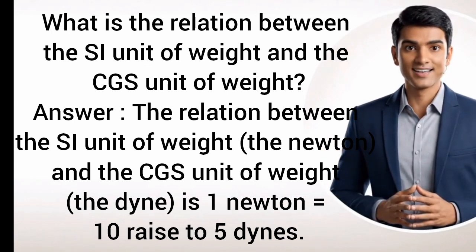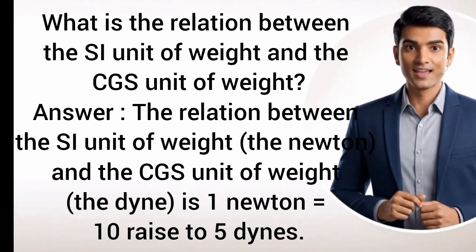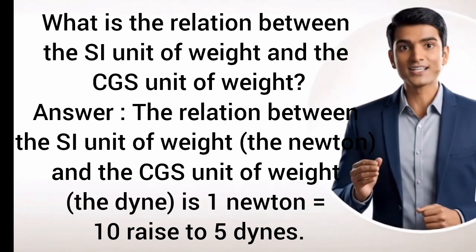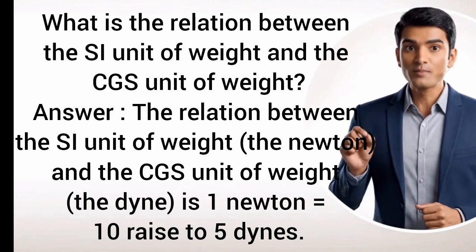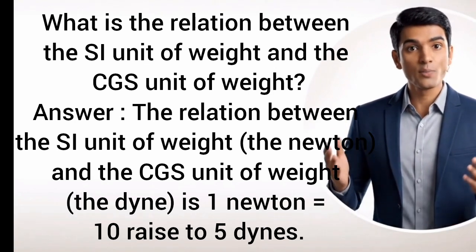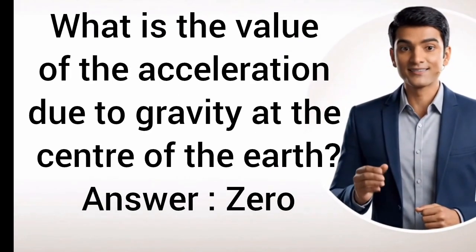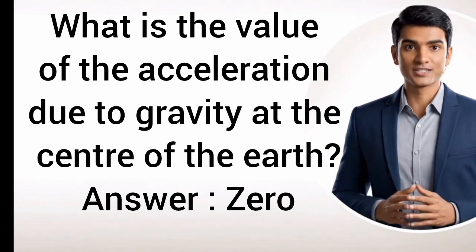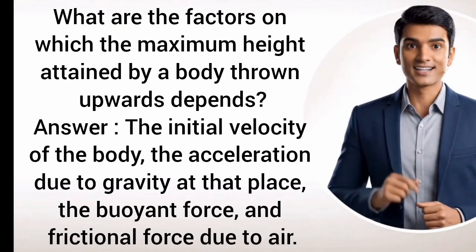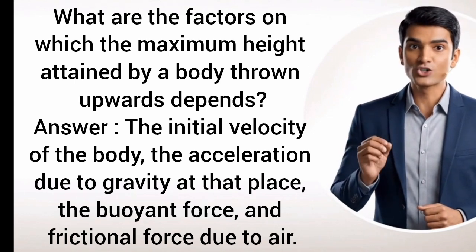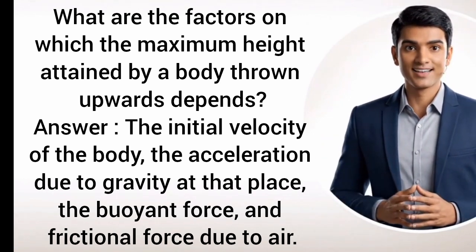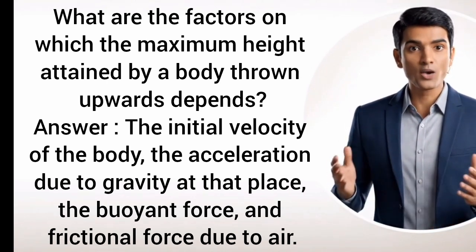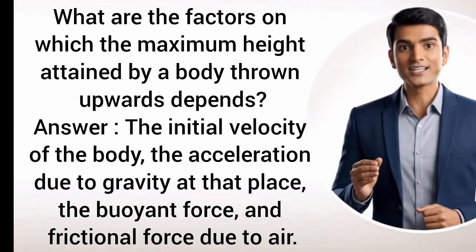Question: what is the relation between the SI unit of weight and the CGS unit of weight? Answer: the relation between the SI unit of weight, the Newton, and the CGS unit of weight, the dyne, is 1 Newton equals 10 raised to the 5th dynes. Question: what is the value of the acceleration due to gravity at the center of the Earth? Answer: 0. Question: what are the factors on which the maximum height attained by a body thrown upward depends? Answer: the initial velocity of the body, the acceleration due to gravity at that place, the buoyant force, and frictional force due to air.